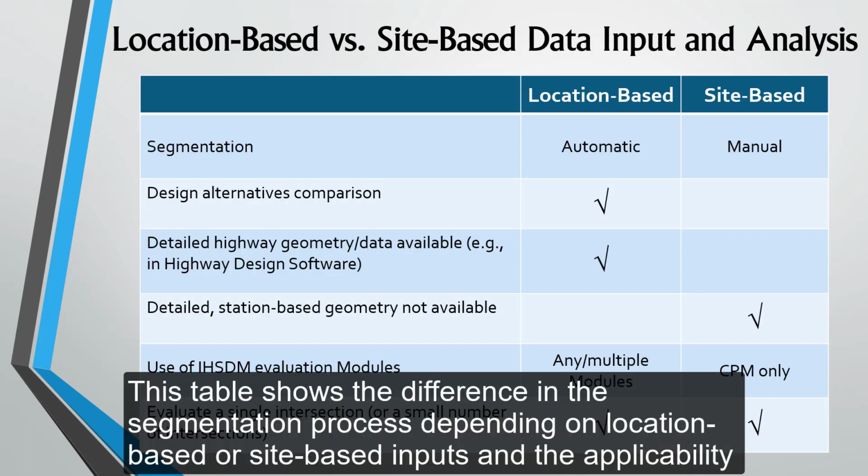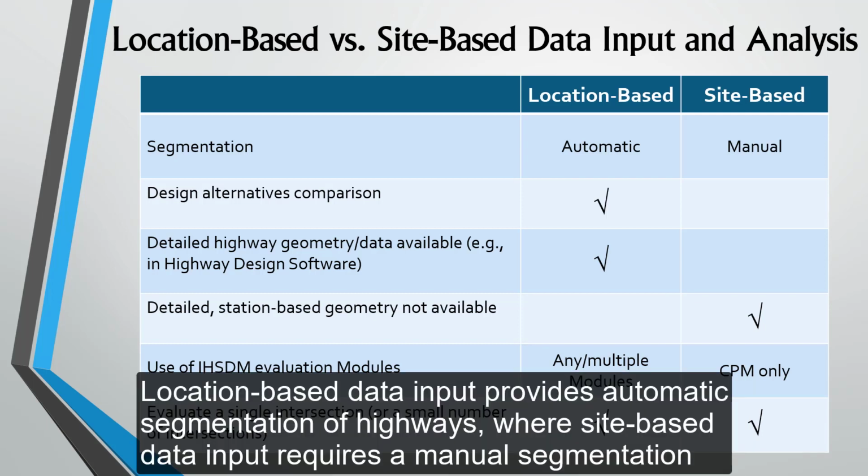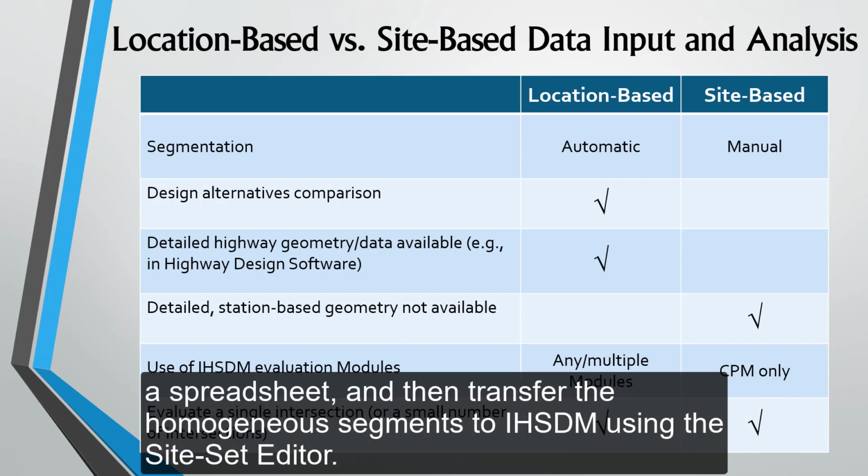This table shows the difference in the segmentation process depending on location-based or site-based inputs and the applicability of each. Location-based data input provides automatic segmentation of highways, where site-based data input requires a manual segmentation process by the user before defining or in order to define their sites. It is better if users segment site set data external to the IHSDM in a spreadsheet and then transfer the homogeneous segments to IHSDM using the site set editor.